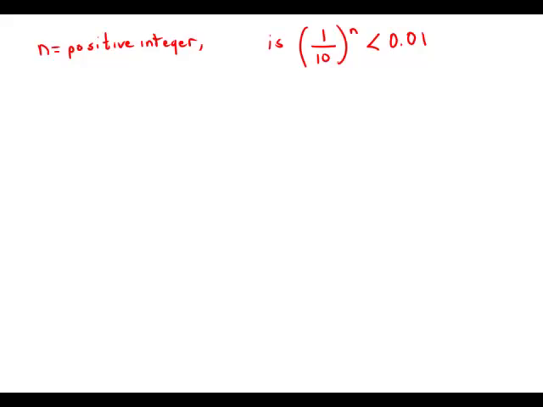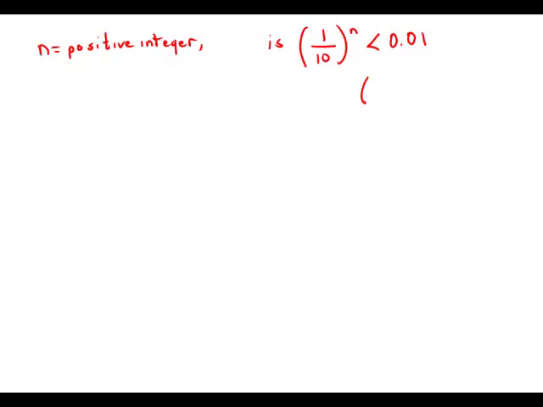If n is a positive integer, is (1/10)^n less than 0.01? Let's think about this for a minute. N is a positive integer, so it's going to be values like 1, 2, 3, 4, etc.